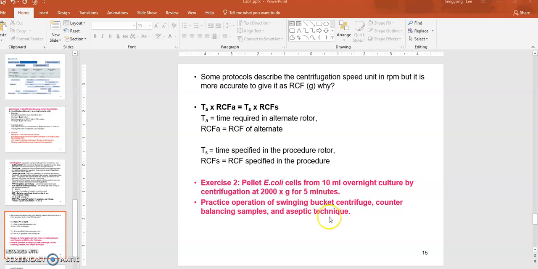You will be given a swinging bucket rotor and the tabletop centrifuge. You will try to set up the centrifuging condition and see if, after the centrifugation, you can pellet down the cells. That will be exercise 2.